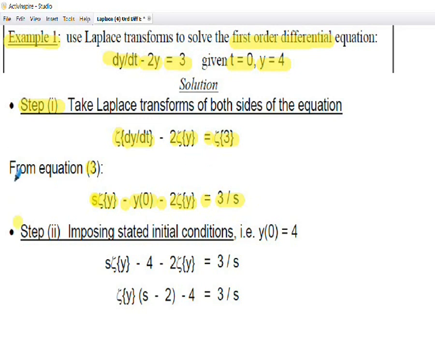Step 2, I'm going to impose the initial stated conditions here. We know that when t is equal to 0, y is equal to 4. So I put that into my equation, the y of 0 from above becomes minus 4. What I'm doing next is factorising on the Laplace of y term. As you can see, it's a common factor, so I will get s minus 2 in brackets and the Laplace of y outside. I keep my minus 4 separate. On the right hand side I've still got my 3 upon s.